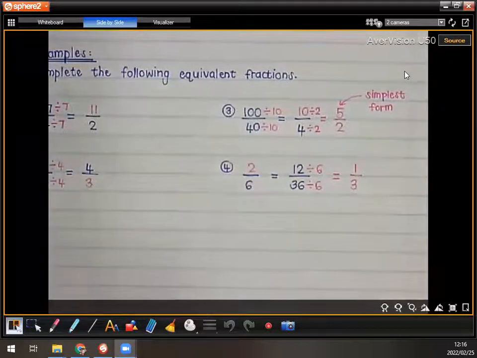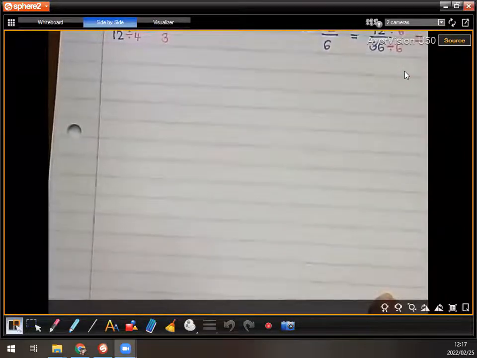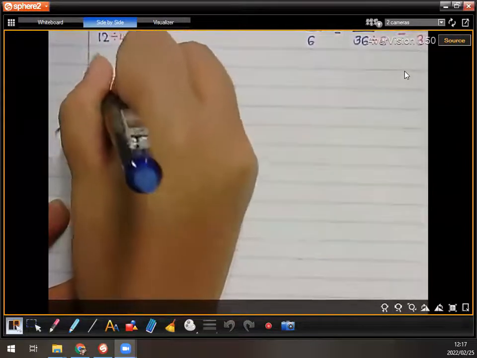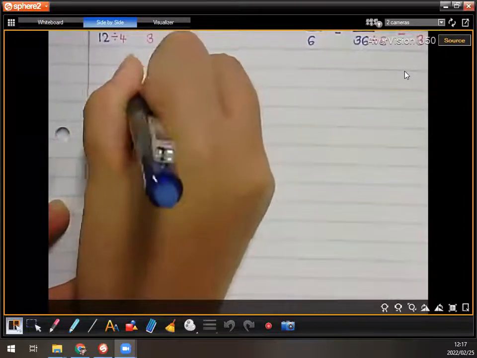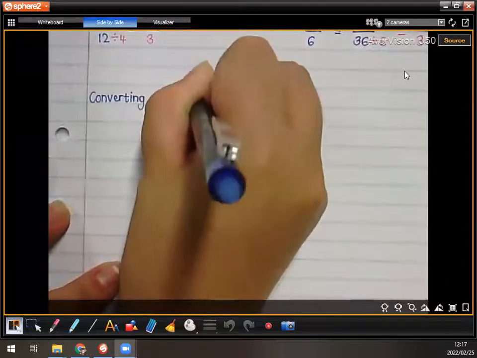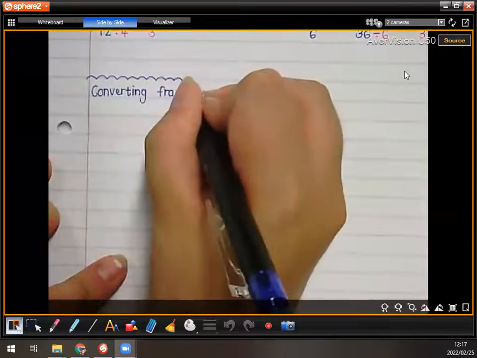Okay, guys, you're going to have to do some of these types of questions for homework, all right? But let's just move on to proper versus improper fractions, and just do some things on that. Sorry, let me change the setting. Converting. Yes, I'm just writing converting fractions.